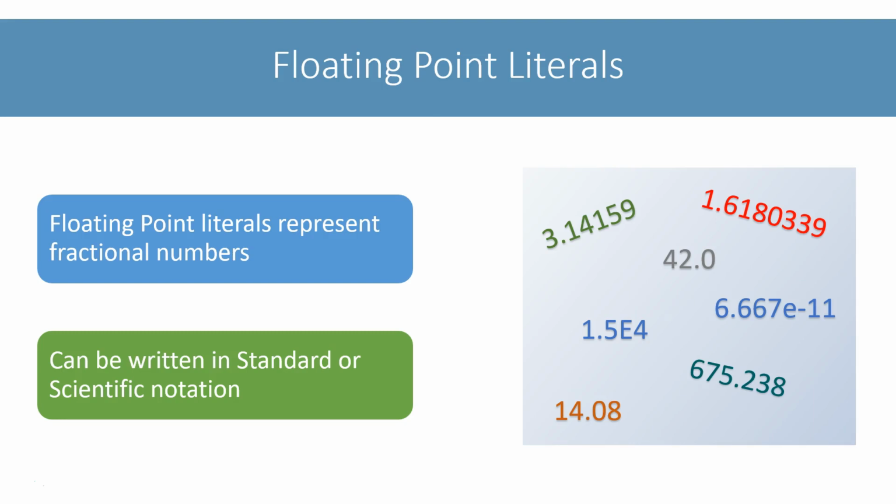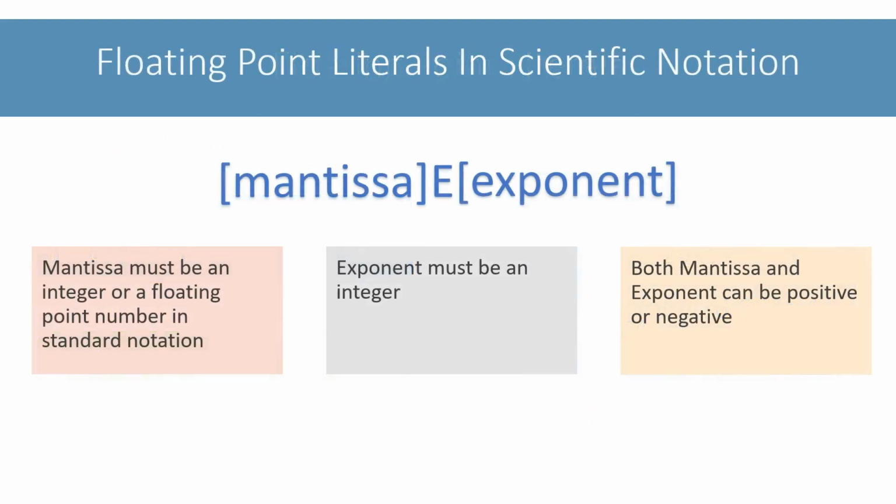Standard notation is the usual way we write fractional numbers. We first write the whole number part, followed by the decimal sign, followed by the fractional component. In scientific notation, the floating point literal consists of two parts: the mantissa and the exponent. The mantissa must be an integer or a floating point literal in standard notation.